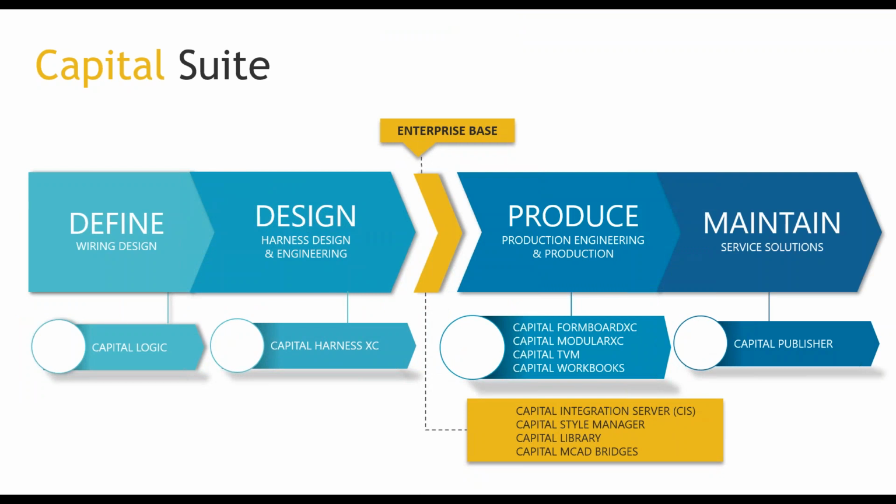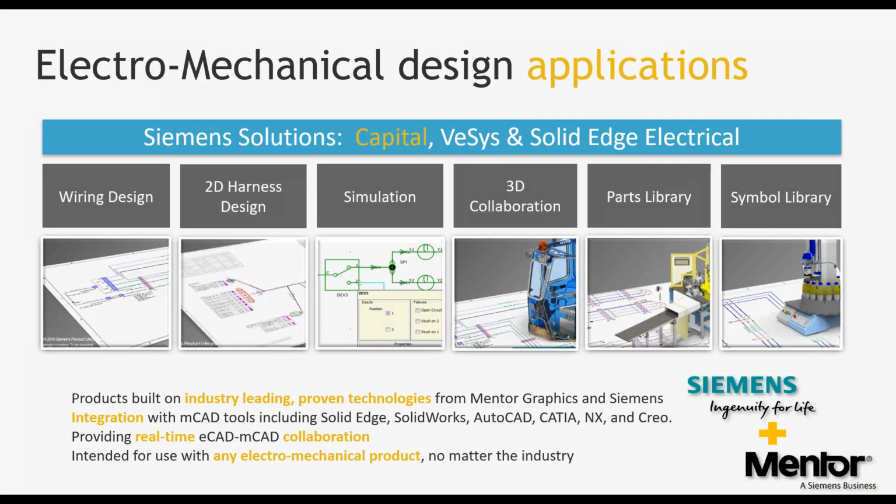Capital Logic and Capital Harness XE are only two of the wire harness applications in the Capital Suite. In addition to these, we have Capital Modular XE, which allows you to break down large complex harnesses into manageable subassemblies. Capital TVM produces detailed labor and material costs. And Capital Workbooks automatically generates the work instructions needed to build the harness. We will be discussing these in future webinars, so stay tuned.